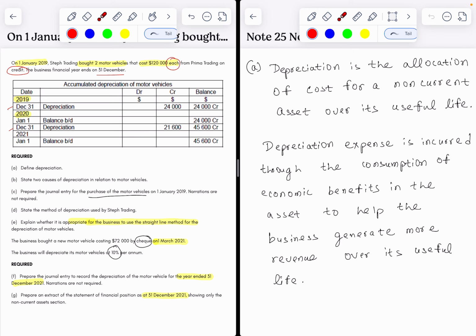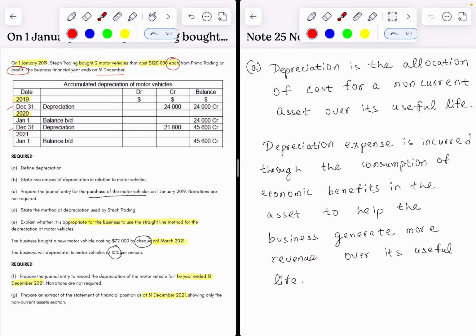And these motor vehicles were bought on credit, all right? Which means we also have some liability happening. And we understand that the financial year of the business starts on 1 Jan and ends on 31 December. So these are the 12 months we are going to focus on when we are working with multiple financial years. Then you can see we are given the ledger account for accumulated depreciation of motor vehicles, okay?